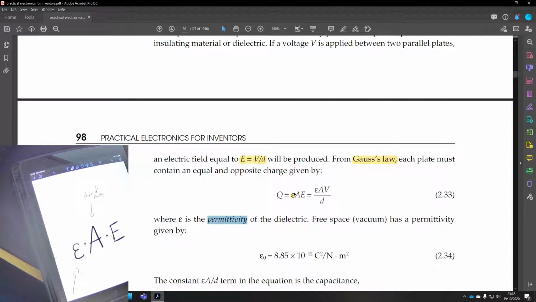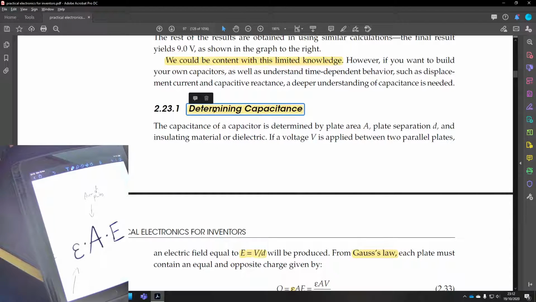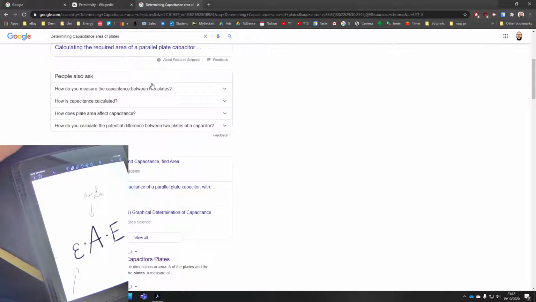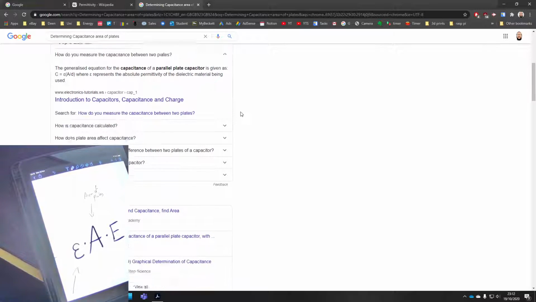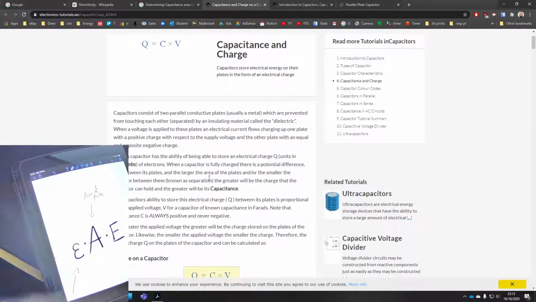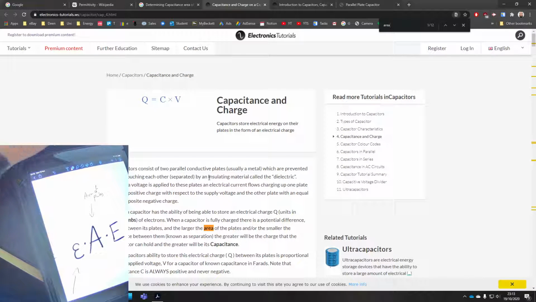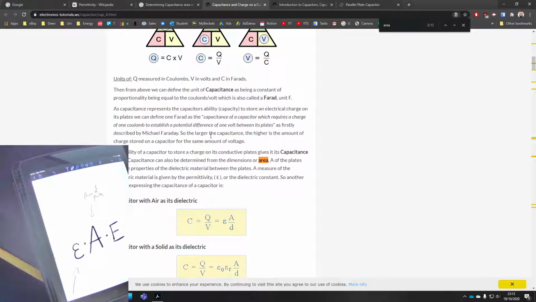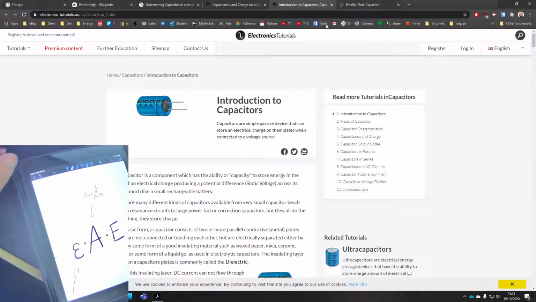Anyways, so I wanted to know here, determining capacitance. Area of plates. The generalized equation for the capacitance. The larger the area of the plates, so this refers to them plurally. The ability of a capacitor to store a charge on its conductive plates gives it its capacitance value. Capacitance can also be determined from the dimensions or area A of the plates and the property of the dielectric material. So it seems to me that it's plural, referring to both plates, right?